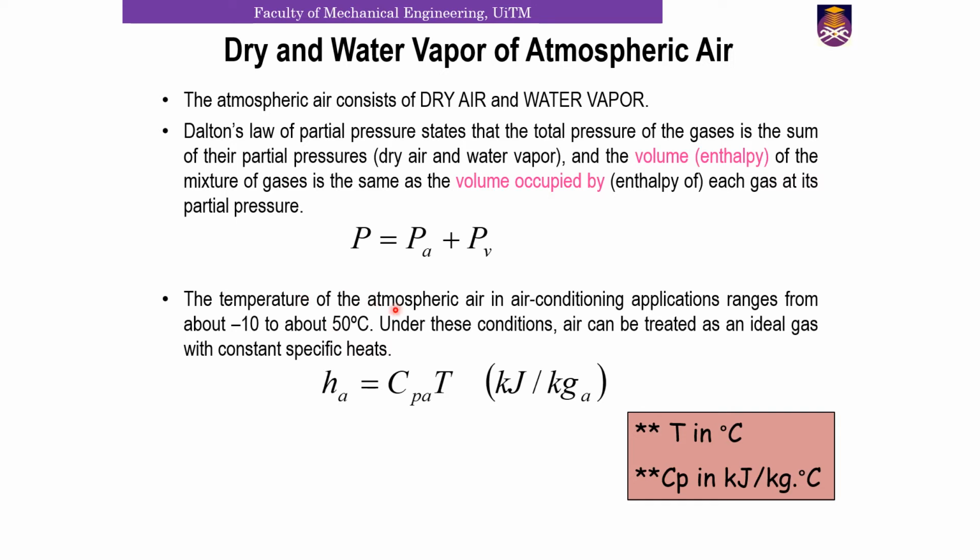Now the temperature of atmospheric air in air conditioning applications ranges from negative 10 degrees Celsius to about 50 degrees Celsius. Whenever you have this range, any temperature below 50 degrees Celsius for atmospheric air, you can treat the air as an ideal gas. The moment you can treat the air as an ideal gas, you can use the formula PV equals nRT. As a result, you can find the enthalpy based on this formula: Cp, the specific heat capacity of air, times the temperature. Bear in mind, this temperature is always in degrees Celsius. And the specific heat capacity of air is always in kilojoules per kilogram degree C. We will see in our examples later how to use this formula. So this is the enthalpy of air. Bear in mind the temperature is always taken in degrees Celsius, not in Kelvin.